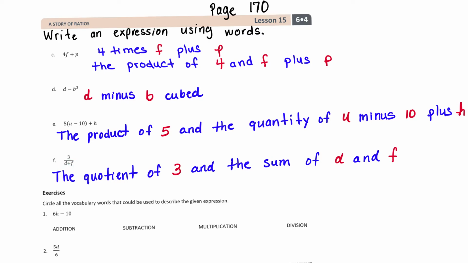So this is a division, the quotient of 3 and the sum of d and f. Let's look at the next one.